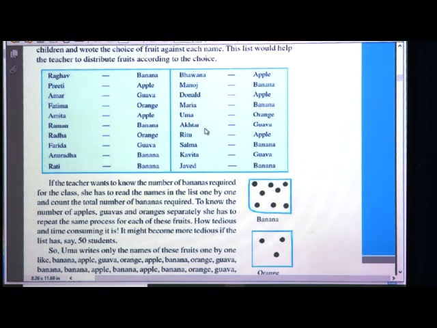Now, we have 20 students here. Suppose the teacher wants to know about all the fruits. If the teacher wants to ask in a class, what would she do? She would take the name of Raghav. Do you like banana? He says yes. Preeti says no. Then she does it for banana. Then next she will go for the apple, then the orange, and then the guava.